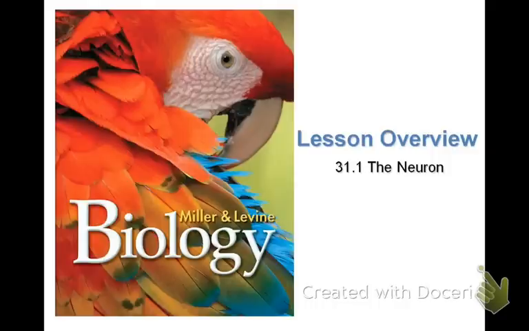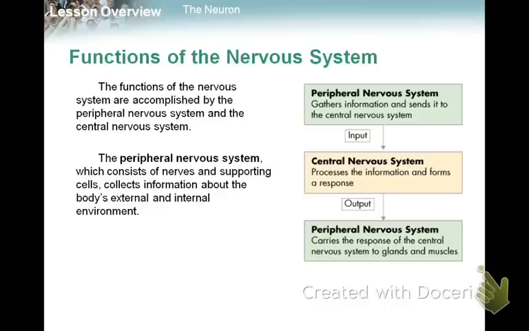We're going to start the nervous system with the building block of the nervous system, which is the neuron, the nerve cell. In general, obviously the functions of the nervous system mainly are to gather information, process it, and respond to information. What you have is just these different things that are happening.